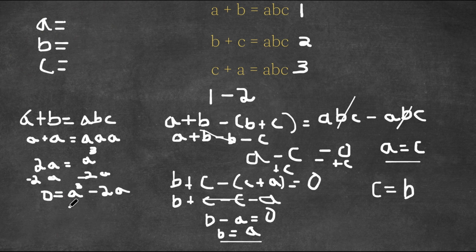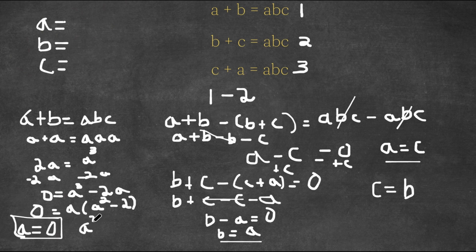And now if we factor out a from this, we get a times a squared minus 2, which is still equal to 0. So now this gives us two equations. We have a equals 0, which is a solution already. So this is one solution. And we also have a squared minus 2 equals 0.